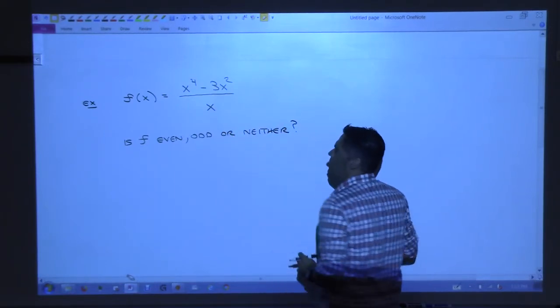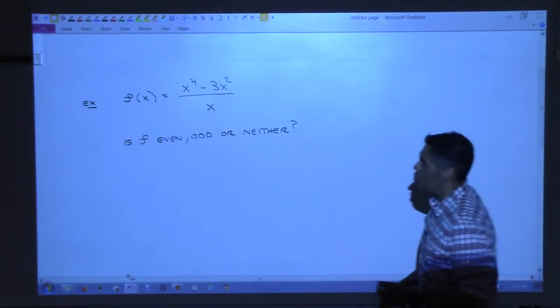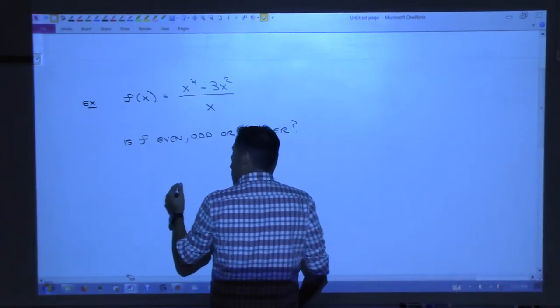Because it is possible, when someone gives you a function, it does not have to be even or odd. It's not like there's one or the other. It can also not be either one. So is this function even or odd or neither? So how do we do it? How do we actually do this? To show that it's one or the other or neither, what we do is this.